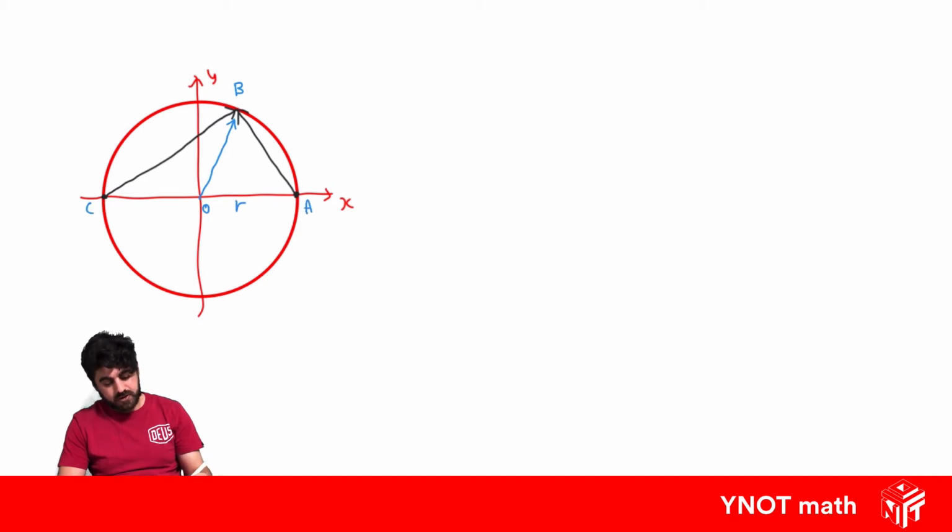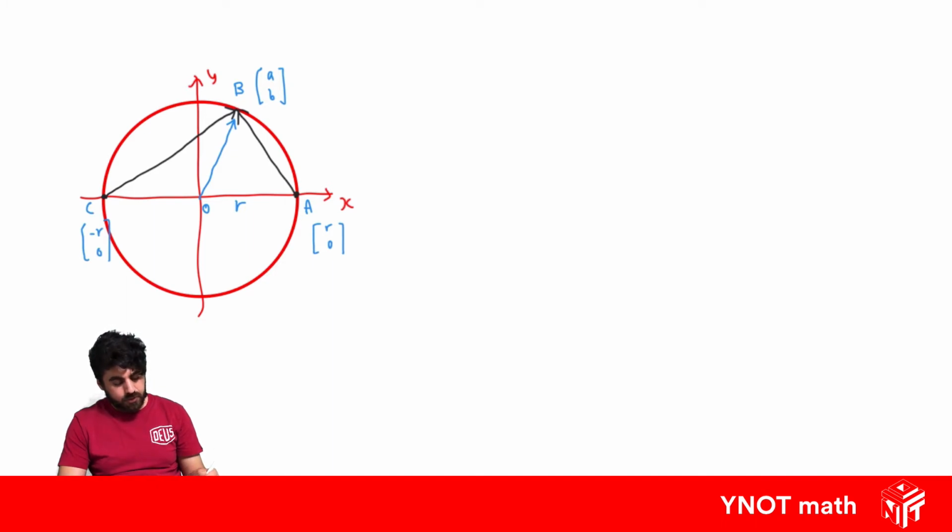Now, if the circle has a radius of R, this would make this point A over here as (R, 0) with its column matrix. B we don't know, so let's call it (a, b). And C is (-R, 0).